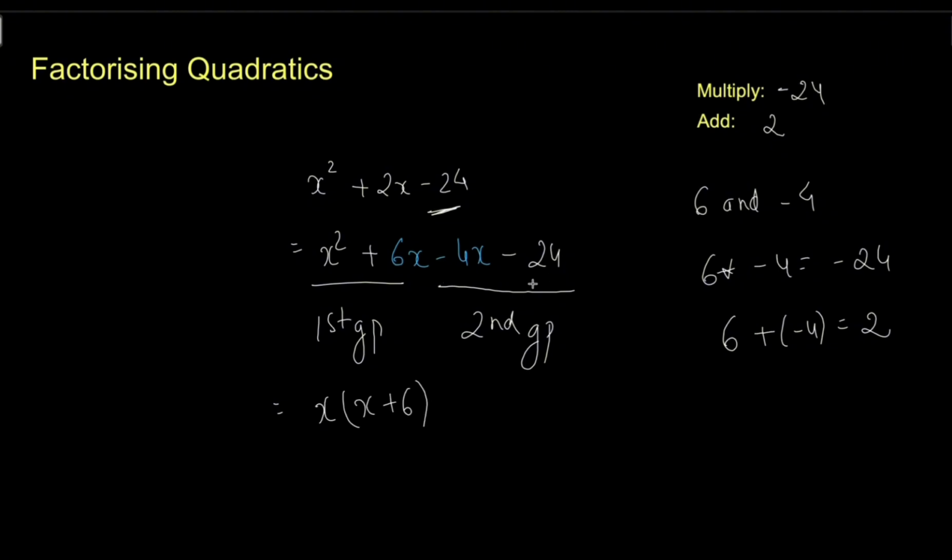From the second group, let's take minus 4 as common because the first number is negative. Now, minus 4x divided by minus 4 is positive x. Minus 24 divided by minus 4 is plus 6. Looking at this expression, in the two terms, we find x plus 6 is common. So taking that out, what is left now? From this term, we have x, and from this term, we have minus 4. So this is the required answer.